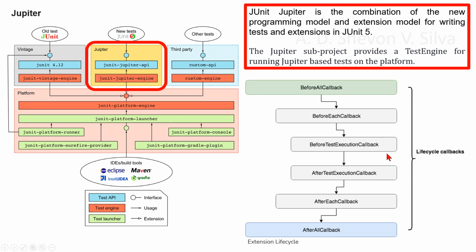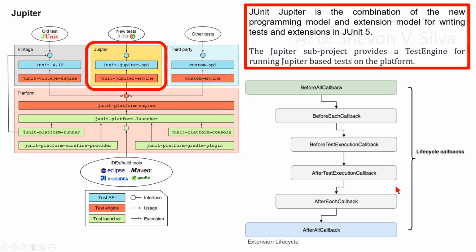Interface BeforeTestExecutionCallback. BeforeTestExecutionCallback defines the API for extensions that wish to provide additional behavior to tests immediately before an individual test is executed, but after any user-defined setup methods, for example @BeforeEach methods have been executed for that test.